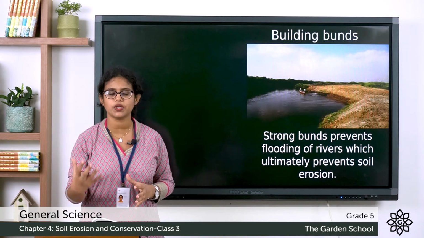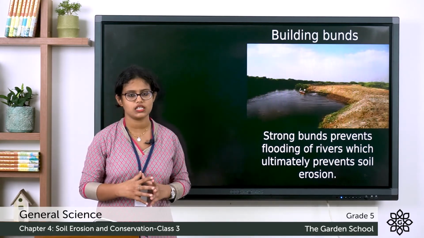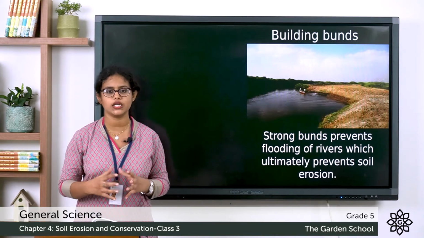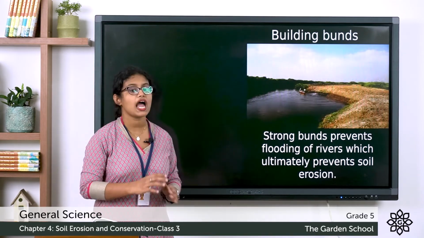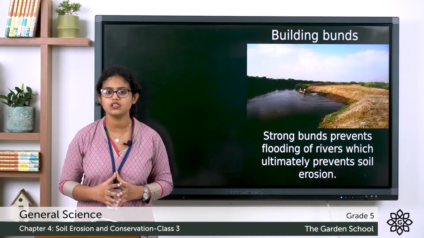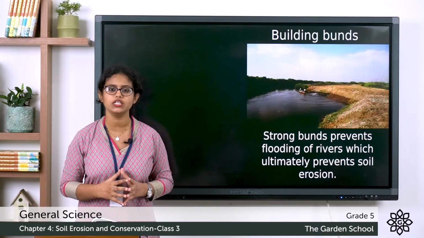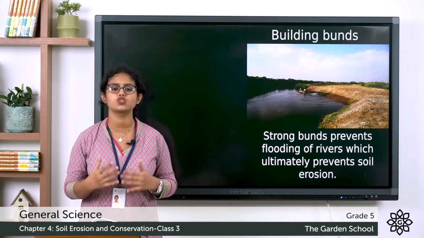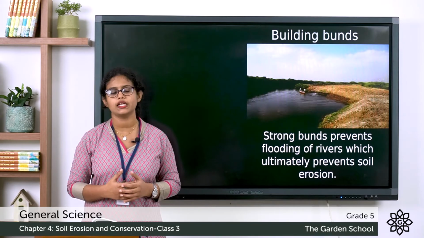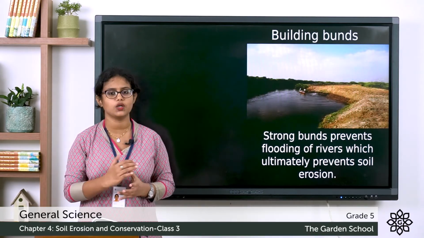So in order to prevent that, what the farmers do is they build bunds. They build bunds in order to prevent the soil from being eroded. These bunds act as a barrier, and they prevent the overflowing of water to the land which is near the river. So this is about building bunds. Building bunds is also a way to conserve soil, a way to prevent soil erosion.